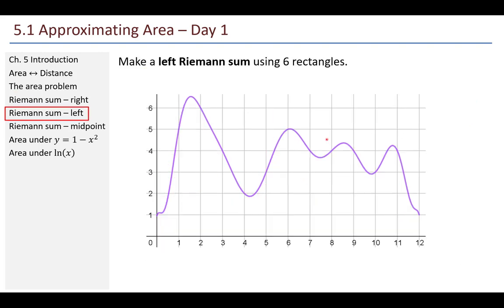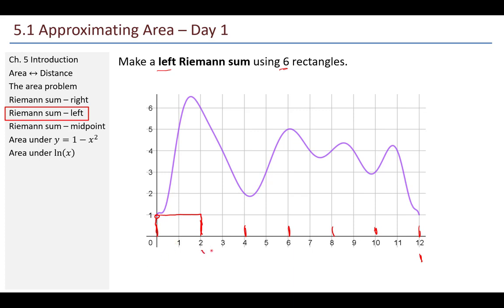Let's take a look at the others real quick. How about a left Riemann sum? So a left Riemann sum using 6 rectangles. So the 6 tells me I need to take my span all the way from 0 to 12 and break that into 6 segments. So my rectangle bases will be divided at 0, 2, 4, 6, 8, 10, 12. And for each rectangle base, I will follow the left endpoint up until it hits the curve.